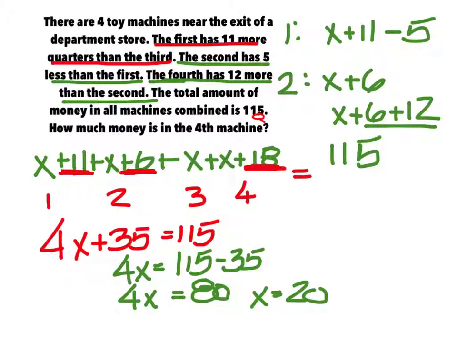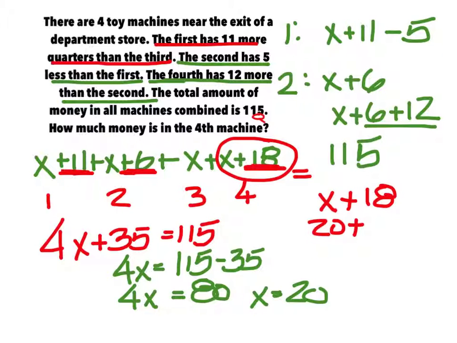Well, for the fourth machine, we have X plus 18, and if we put a 20 in there, we do have 38 quarters. The question is asking how much money is in the fourth machine. If it says how much money and not how many quarters, then we have to convert those quarters to actual money. What would I do to find out how much money 38 quarters would be? Yeah, divide it by 4.